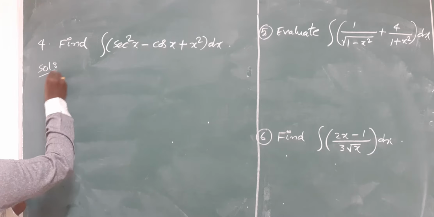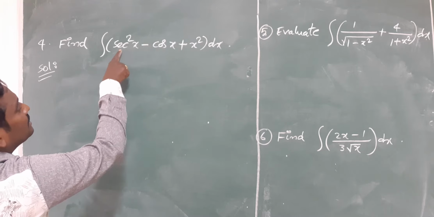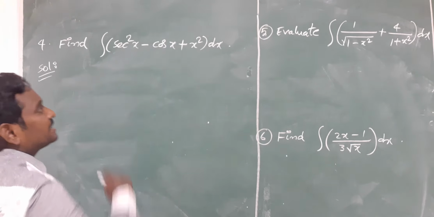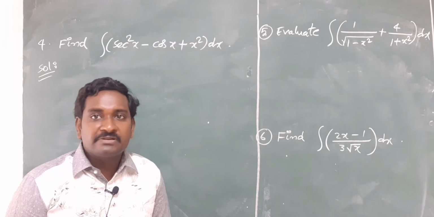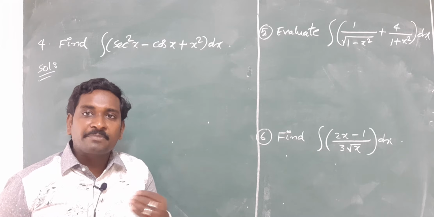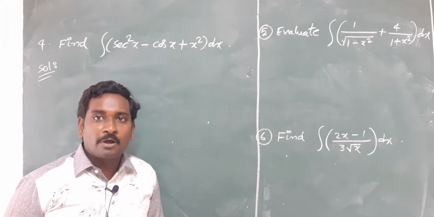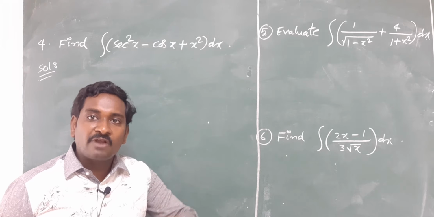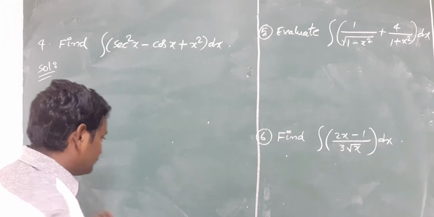Find the integration of secant square x minus cos x plus x square, whole dx. So inside the integration, there are three terms, with subtraction and addition. Whenever terms are in addition or subtraction, simply separate the terms by using the linear property. If there is a constant in a product with the function, simply take it outside the integral.